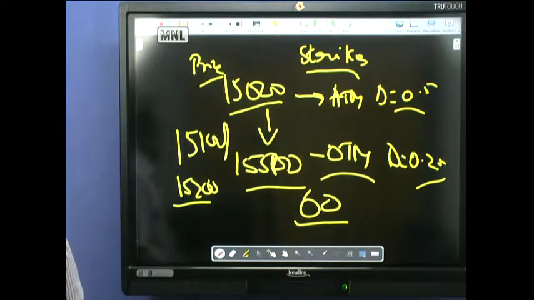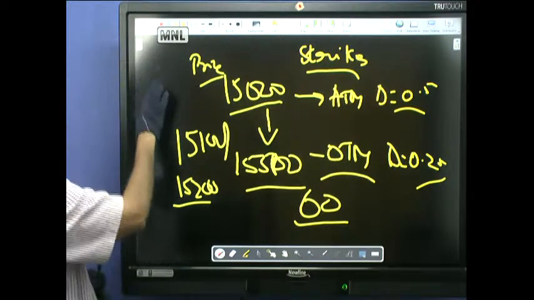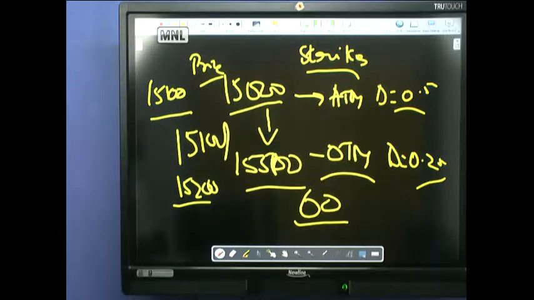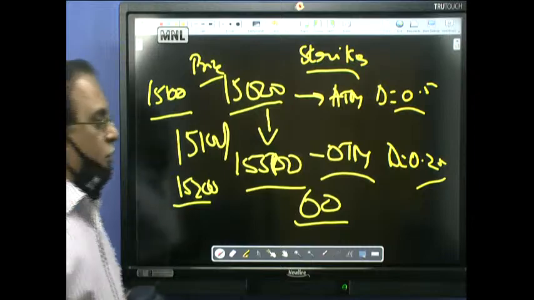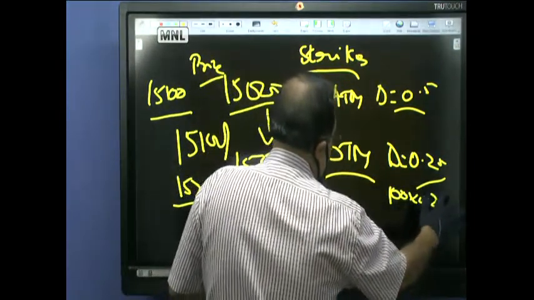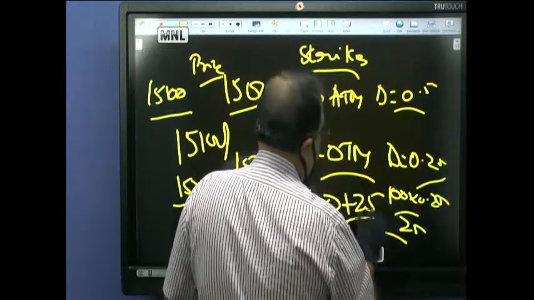So let us say you are looking at a strike price of 15,500, the delta is 0.25, and the price is 60 rupees. What happens if the price goes from 15,000 to 15,100? Now the price moves up by 100 rupees. So the delta is 0.25, and you should get a 25 rupee upside. 60 plus 25, it should become 85.